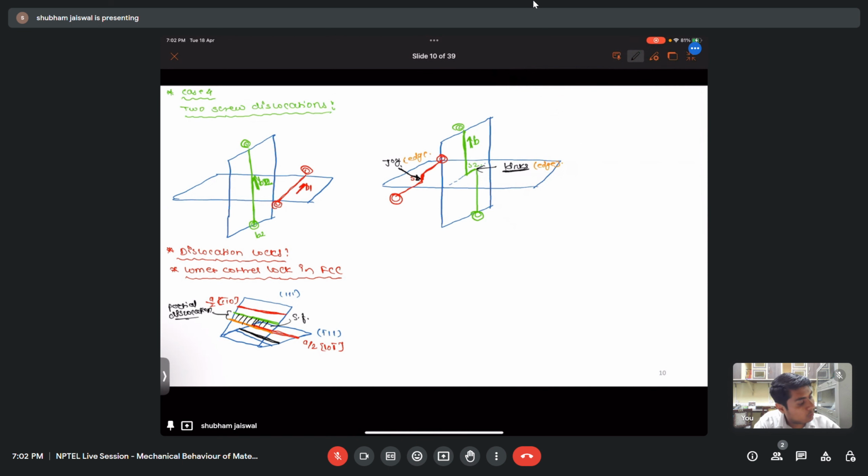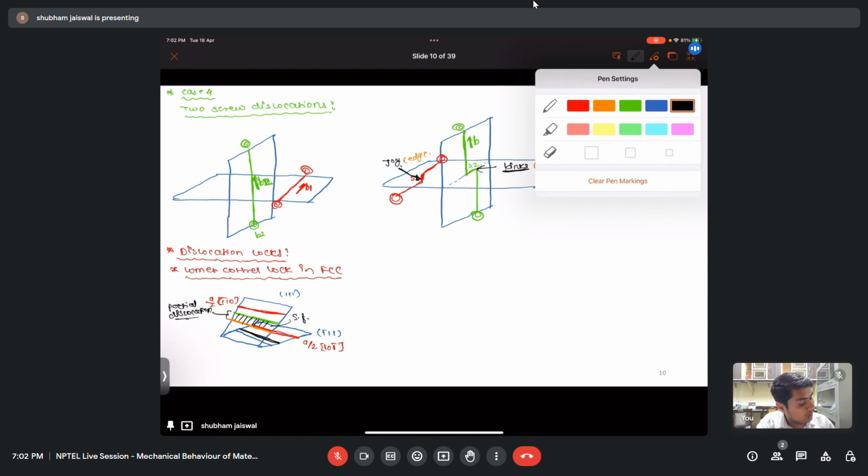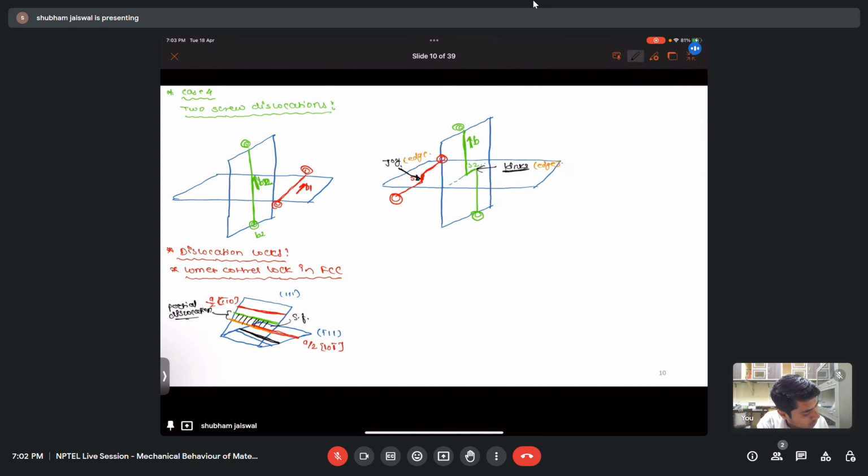So what will happen when this dislocation will move? Let's say that the orange dislocation will react with the blue dislocation. So it will create a new dislocation, like this black one. The line vector of this dislocation will be the cross product of these two planes, so it comes out to be [0 1 -1].